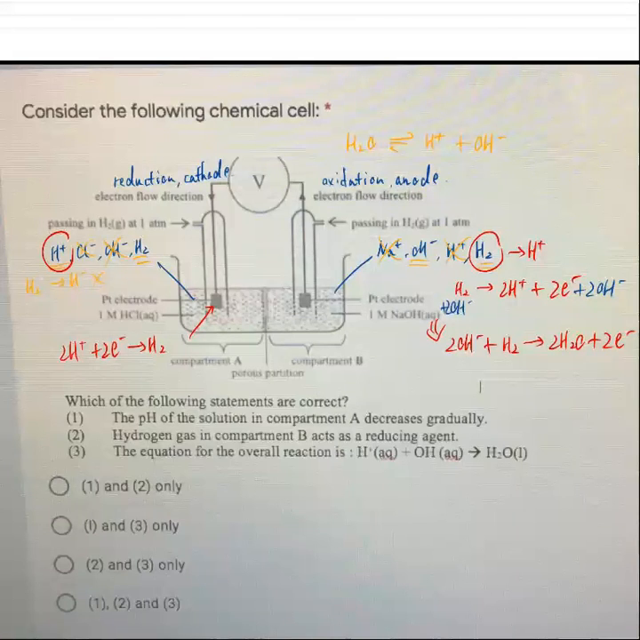Okay, so that's my hint. When you get the equation, you will be able to work out the pH change, whether hydrogen ion is removed or hydroxide ion is removed, and also you will be able to deduce whether it is a reducing agent or oxidizing agent. And also, if you add two half equations, it will give you the overall equation. So I will stop here and let you check all the statements on your own.